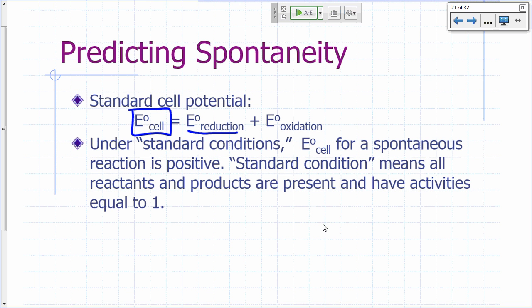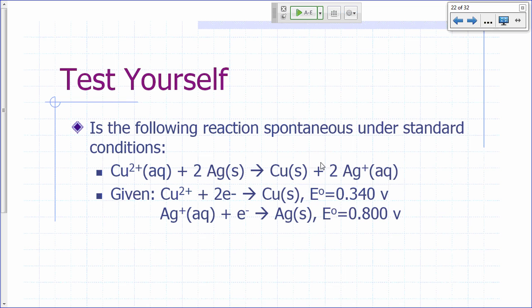So under standard conditions, the standard cell potential for a spontaneous reaction is positive. A standard condition simply means that all the reactants and products are present and have activities equal to 1. So that means your reaction quotient under standard condition is 1, when all the activities are 1.